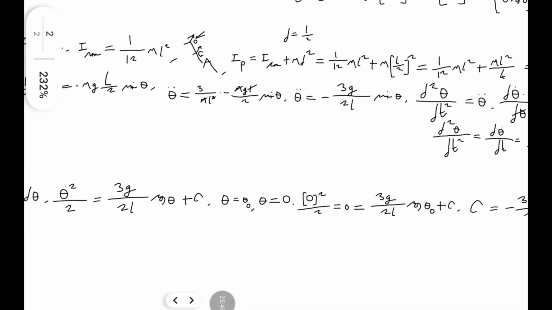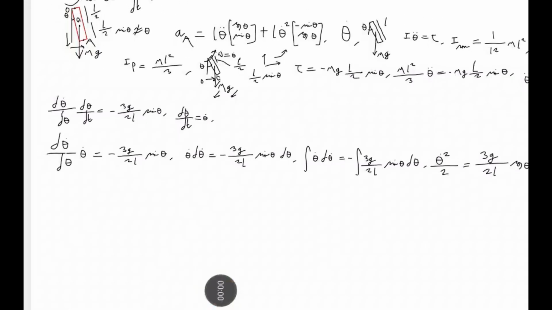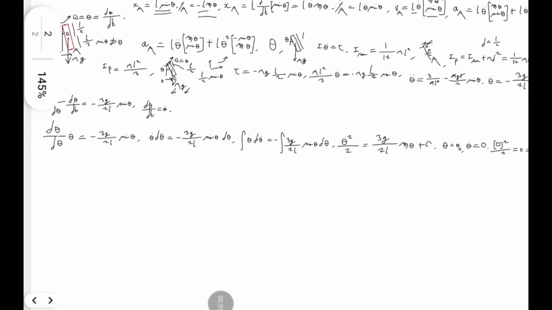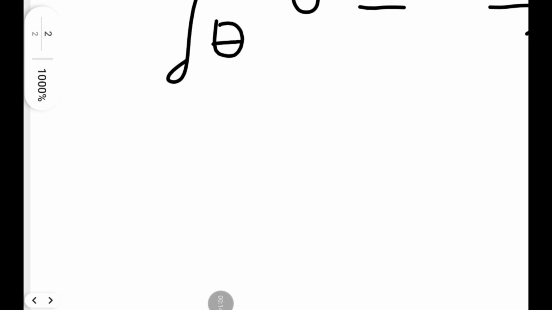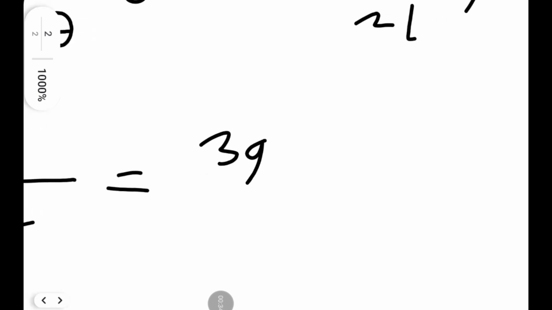So we get the final equation. Guys, if we look at the next part now, we have the 3g minus 3g cosine of theta is 0, like this. We want to write out the full form of it. Theta dash squared over 2 is equal to 3g over 2.